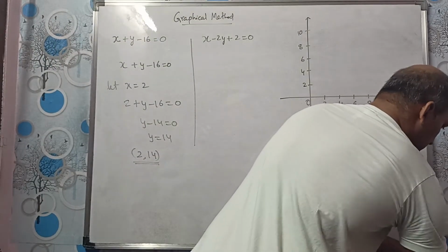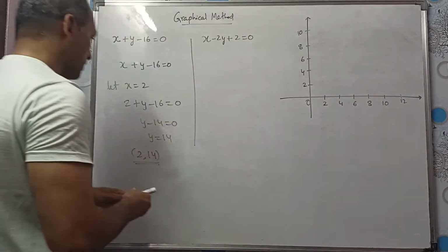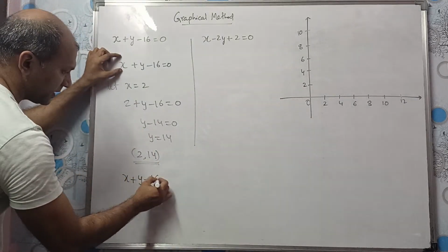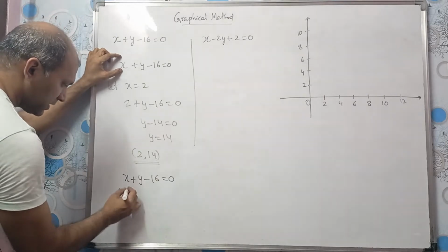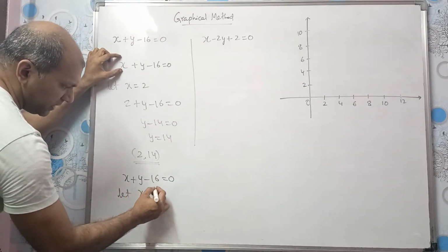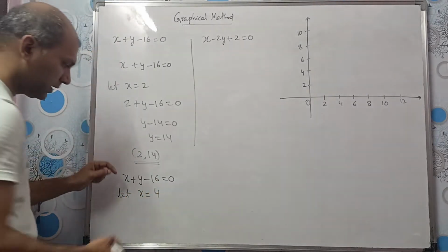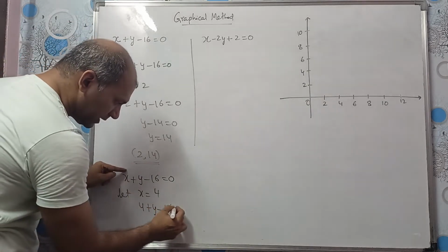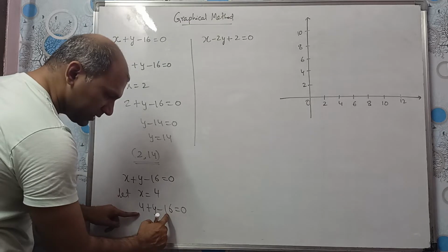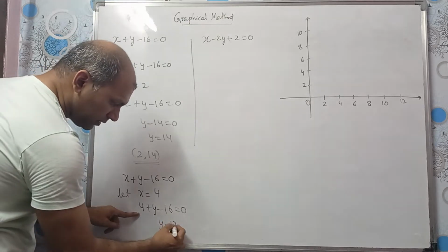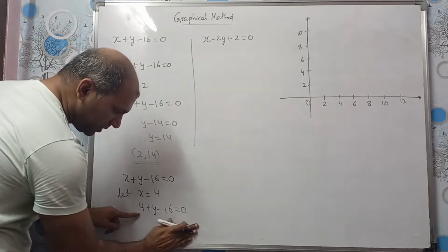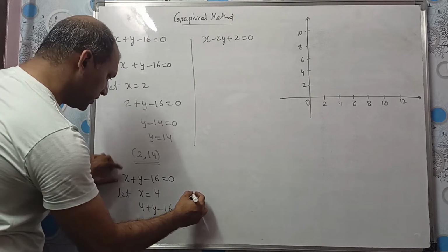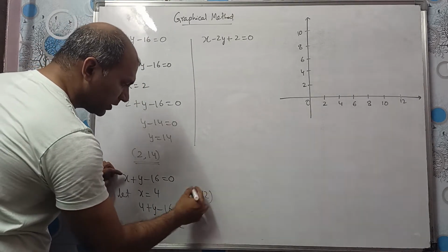I will change the marker. Okay. Now let us take this equation again. x plus y minus 16 is equal to 0. Now let us substitute x equal to, let us say, 4. Okay. What will happen to this one? So this is 4 plus y minus 16 is equal to 0. 4 minus 16 is minus 12. So that 12 goes on the other side, becomes plus, right? So y will be equal to how much? 12. So the second solution we can take as 4 comma 12.